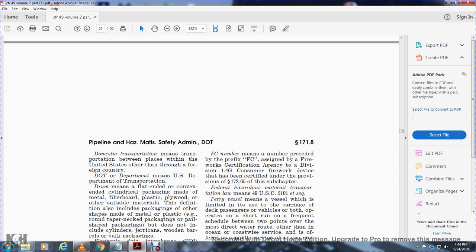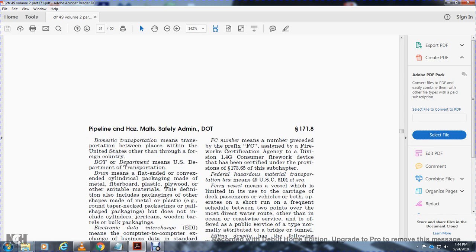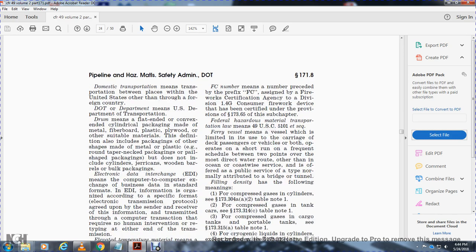This also includes packagings of other shapes made of metal and plastic, such as round tapered-neck packagings and pail-shaped packagings, but it does not include cylinders, jerricans, wooden barrels, or bulk packagings. Electronic Data Interchange, EDI, means the computer-to-computer exchange of business data in a standardized format, organized in accordance with a specific electronic transmission protocol agreed upon by the sender and receiver of the information, transmitted through a computer transaction that requires no human intervention or retyping at either end of the transmission.